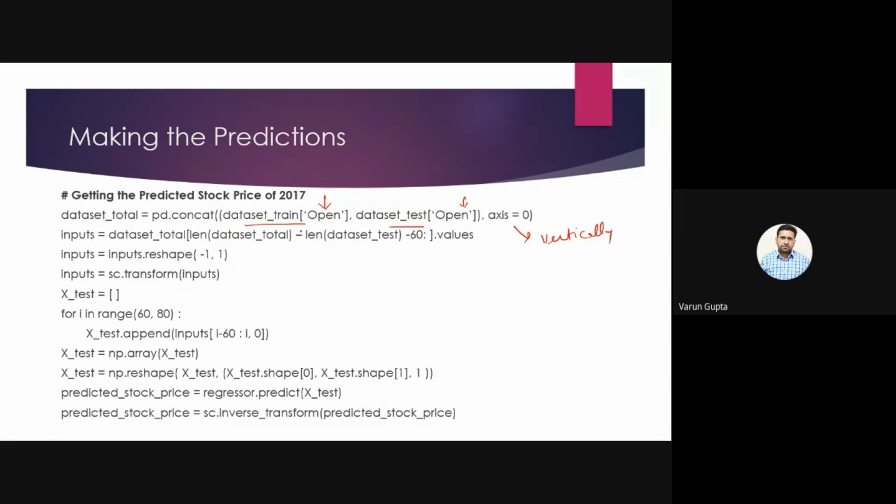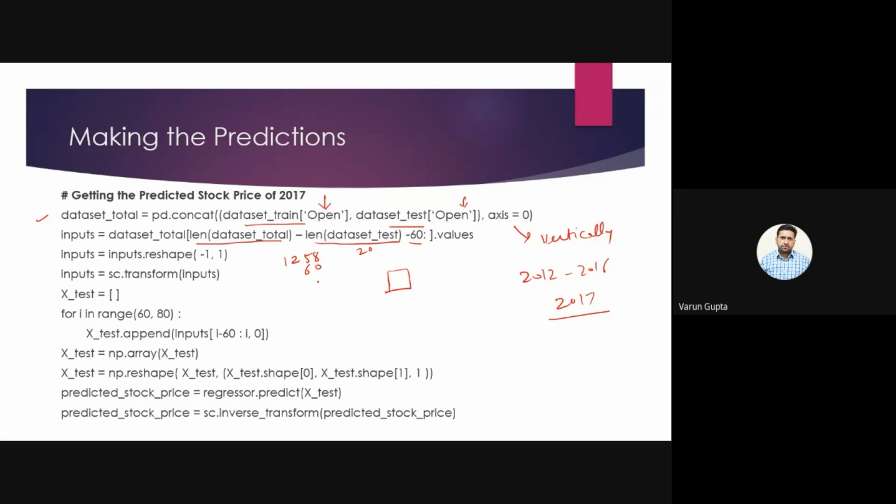So we have joined our train data, that was 2012 to 16, with your test data, that is of 2017. So it is the total data that we have, and now we are taking the whole length of that data. That is 1258 plus 60 minus length of test data, 20, and minus 60. So what impact is it having? You are bringing the previous 60 values into inputs.